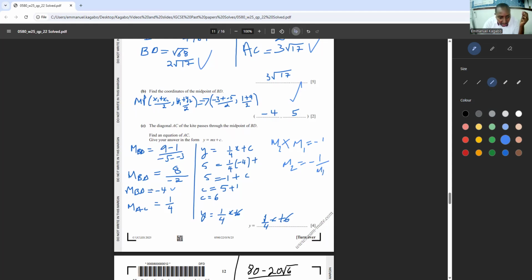So gradient 1 is -4. Then I did -1 divided by -4. So that's how I got the gradient of the line AC, which is perpendicular to BD, to be that. So y is given by 1 over 4 x plus t.